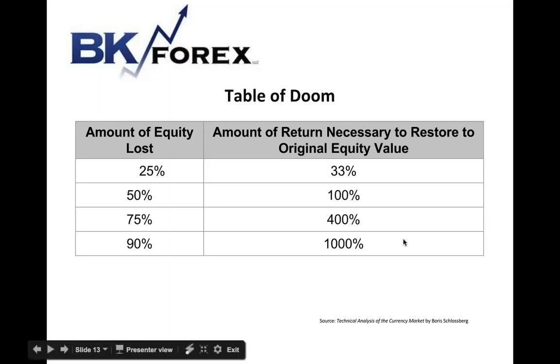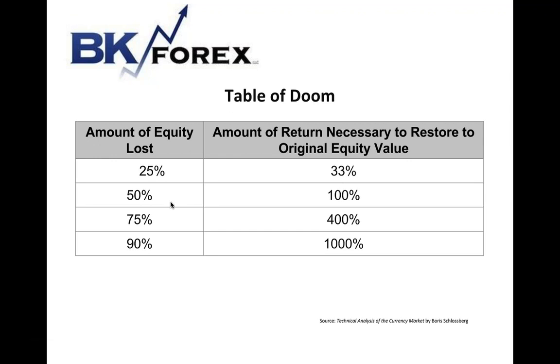And this is another dramatic way of explaining this, where if you lose 25% of your money, you need 33% of it to get back. If you lose half your money, you've got to double it. If you lose 3/4, you've got to go four times your money. And if you lose 90% of your money, you have to do 10 times just to get back to original equity.